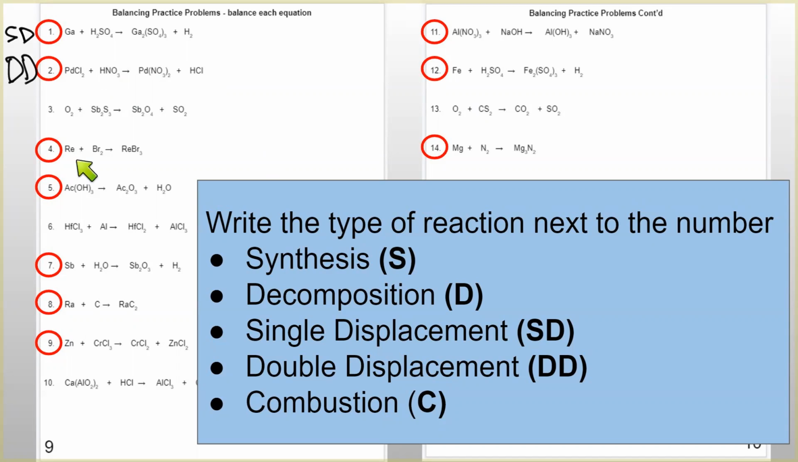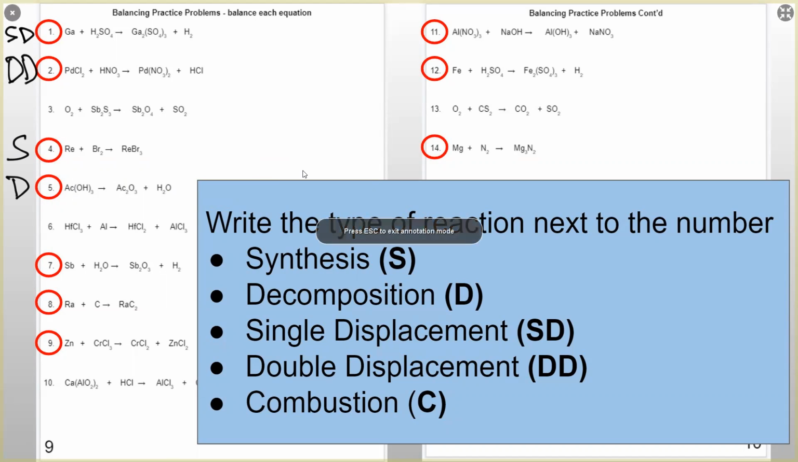Number 4, we have Re, which is a single element, and Br2, a single element, 2 single things coming together to make one product. This is going to be synthesis or combination. Number 5, we've got Ac, actinium hydroxide, and it breaks up into this compound and this water. Okay, so 1 single reactant, 2 products. This one is going to be decomposition, 1 thing breaking up into 2 things.